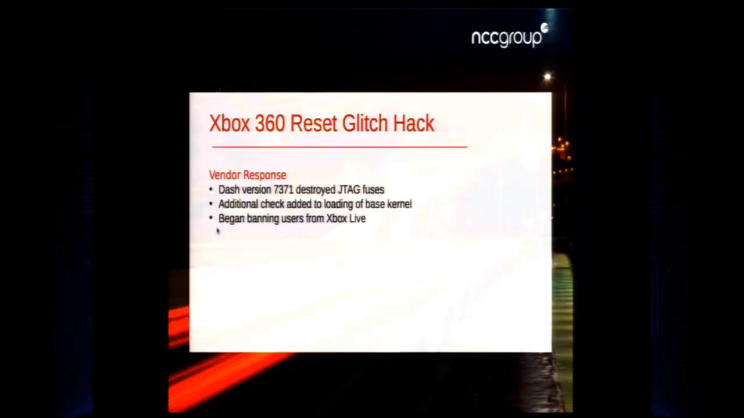Microsoft's response to this was to blow out the JTAG fuses, add an additional check, and then begin banning users with modded Xboxes from Xbox Live. The response from the Xbox hackers was to make use of a new exploit, which just completely bypasses the secondary check that they had, showing that if you just add on additional checks to the device, it won't really do you much good.